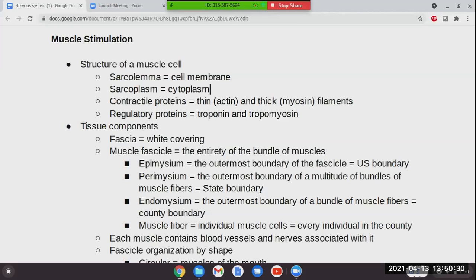Now, as you remember, there are four kinds of tissues. We have the muscle tissue, epithelial tissue, connective tissue, and nerve tissue. So muscle as a tissue has various components, and the first component is the fascia. Fascia is the outer covering, the white covering of a muscle tissue. And inside the muscle, inside the fascia, is the muscle fascicle. This is the entirety of the bundle of muscles. We call it muscle fascicle.